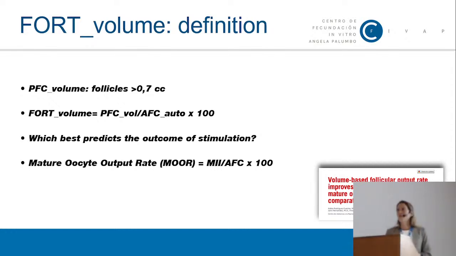We wanted to know which parameter better predicts the outcome of stimulation. In our article, the outcome of stimulation was measured using the mature oocyte output rate, that is the number of mature oocytes divided by the antral follicles present at the beginning of the cycle and multiplied by 100. We wanted to know if FORT, classical FORT using diameters, or FORT volume, which one was the best to predict the mature oocyte output rate.